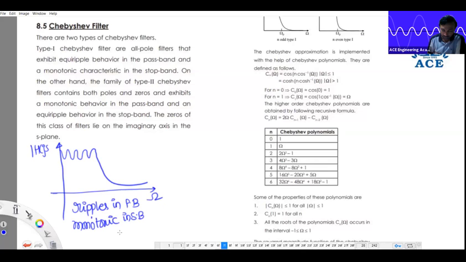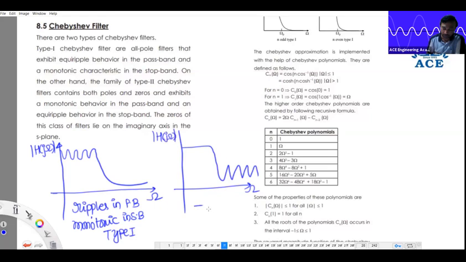Type 1. If you take the opposite characteristics, that is monotonic nature in pass band and ripples in stop band, it is type 2 or inverse Chebyshev. Monotonic nature in the pass band, but ripples in the stop band is type 2 or inverse Chebyshev. It means a Chebyshev filter can maintain ripples in any one band. Okay?